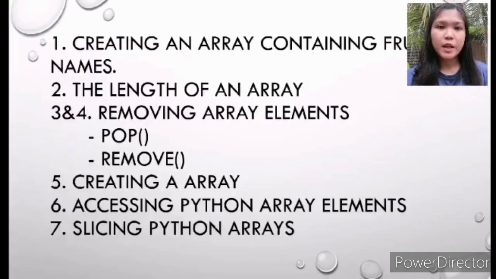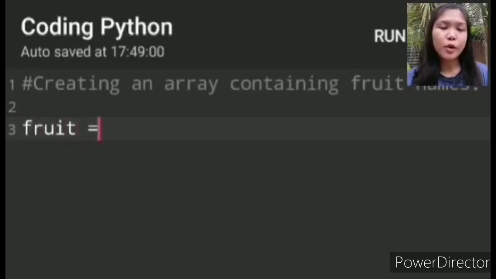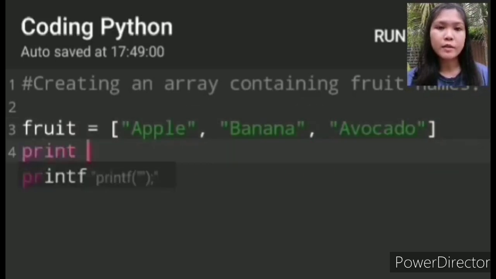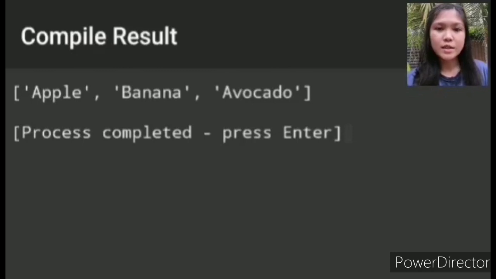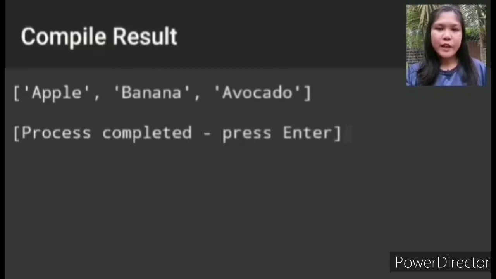first is simply creating an array containing the names of fruit. For example, fruit contains the values apple, banana, and avocado. So we simply print it and run. Then makukuha natin yung list ng fruits.